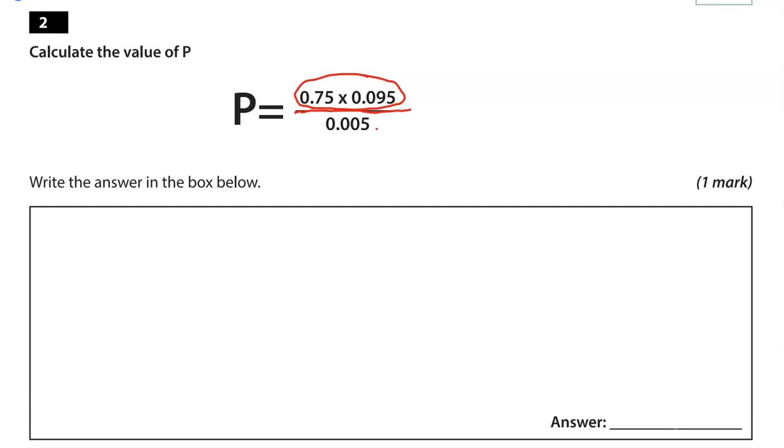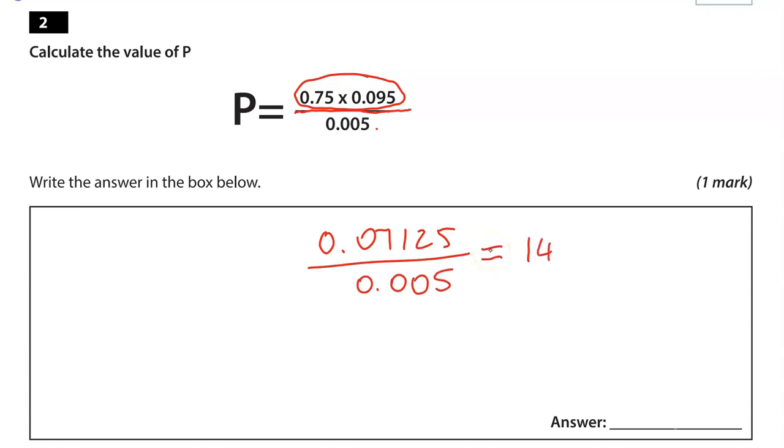So first of all, we need to multiply 0.75 by 0.095, which gives us 0.07125, and then divide that by 0.005, and it gives us 14.25.